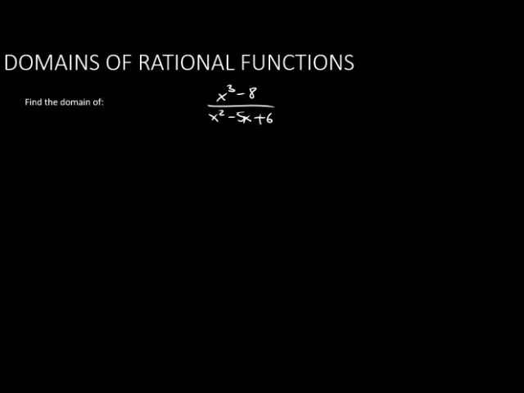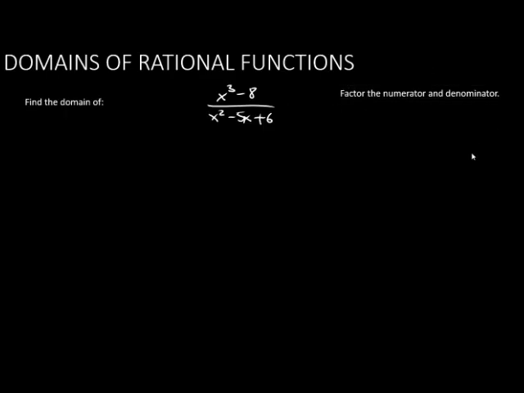Here we'll practice finding the properties of more rational functions. Here our rational function is x to the third power minus 8 over x squared minus 5x plus 6. We'll begin by factoring this rational function on the numerator and the denominator.